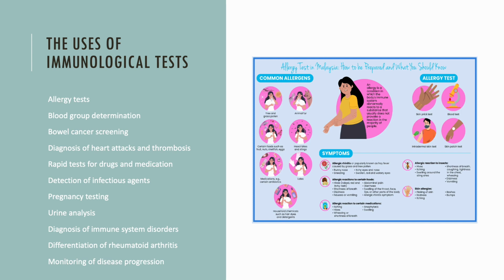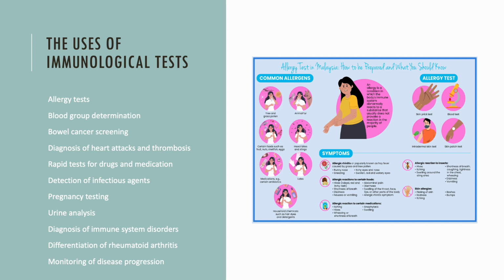It's also used to determine your blood group. When blood transfusions are done, the person donating the blood and the person receiving the blood have to have the same blood group. Immunological tests can be used to determine the blood groups before a blood transfusion.